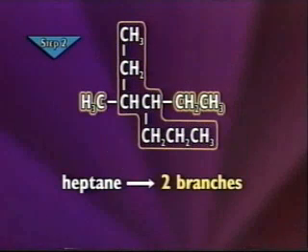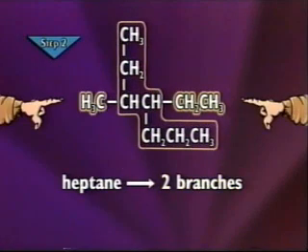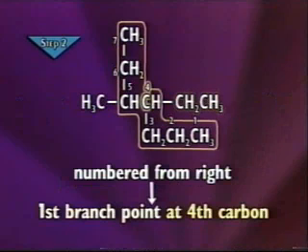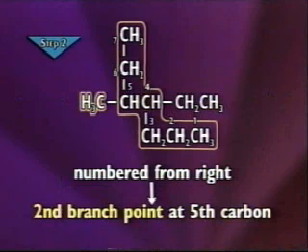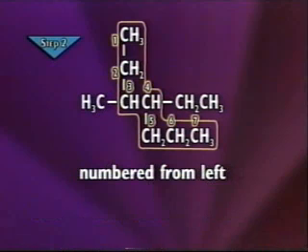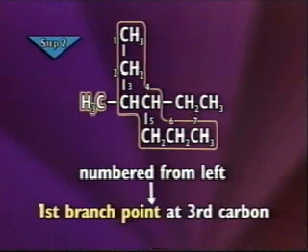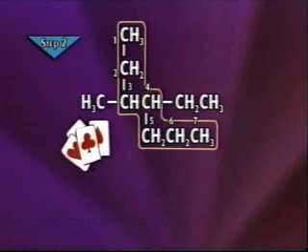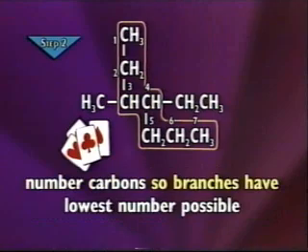Come back here. This heptane has 2 different branches. Do you see them highlighted here? If we start numbering from the right on the long carbon chain, the first branch point will be at the 4th carbon, and the second branch point will be at the 5th carbon. If we start numbering the main chain from the left, the first branch point is at the 3rd carbon, and the second branch point is at the 4th carbon. See, the deal is to number the suckers so that the branches have the lowest number possible.